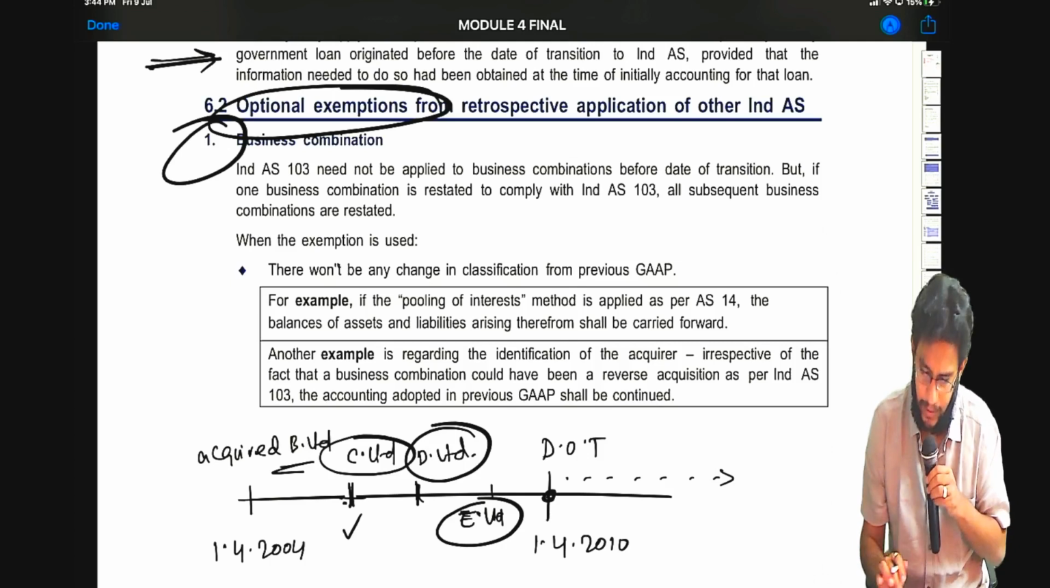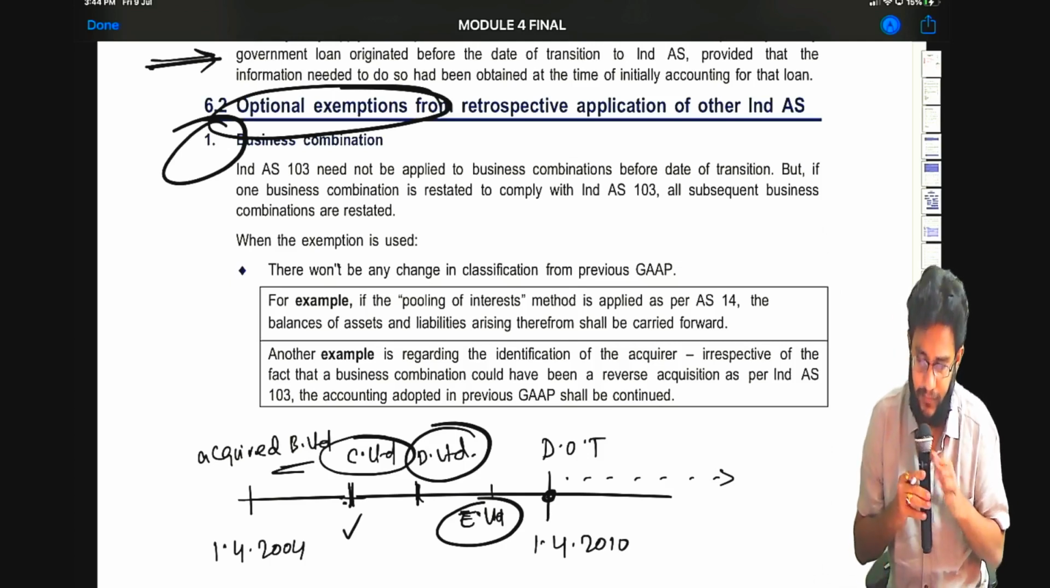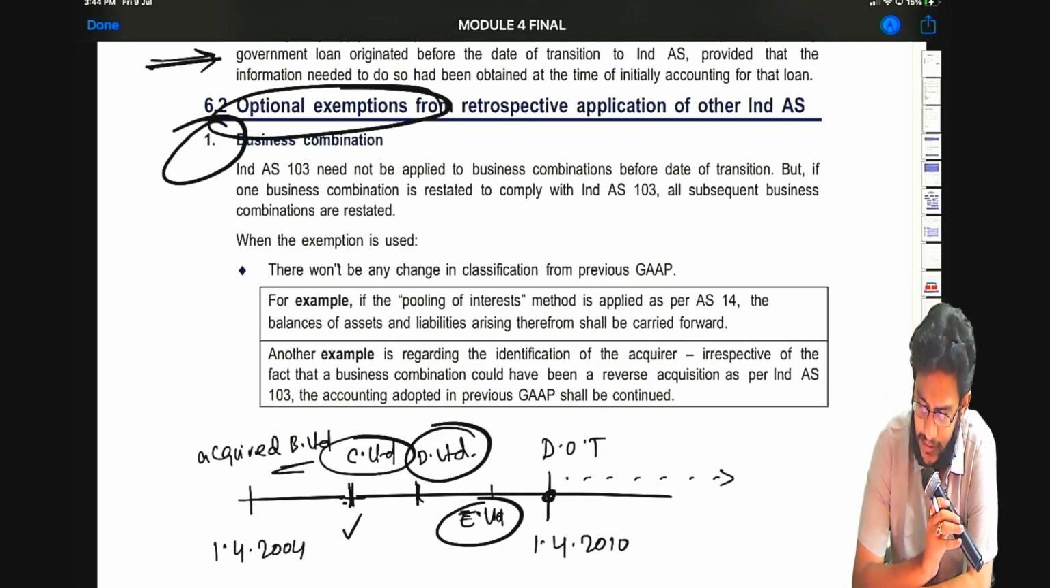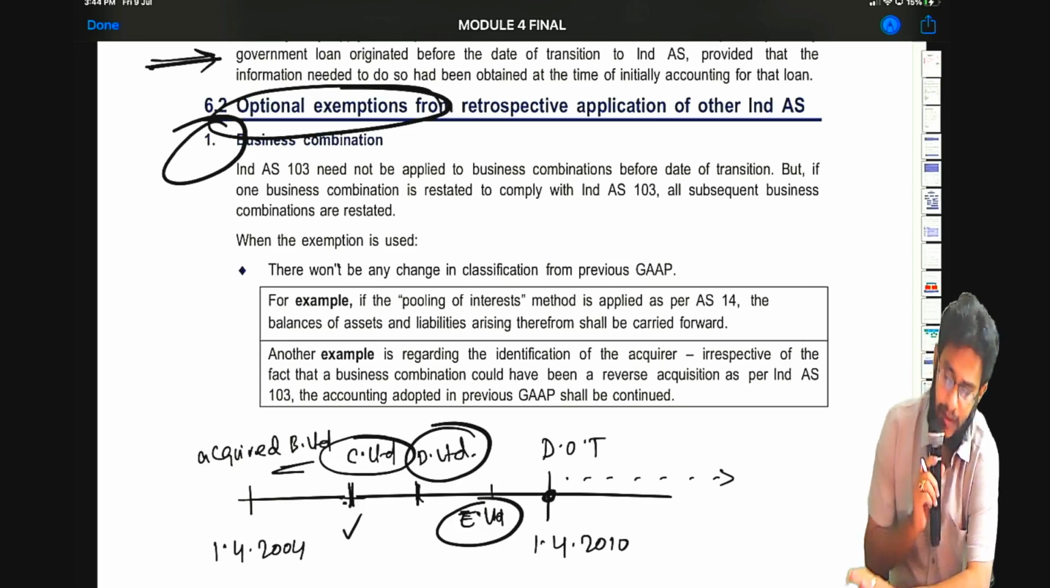I'll make you write that. So let's read what is given there. Ind AS 103 need not be applied to business combinations before the date of transition. But if one business combination is restated to comply with Ind AS 103, all subsequent business combinations are to be restated. That's all.